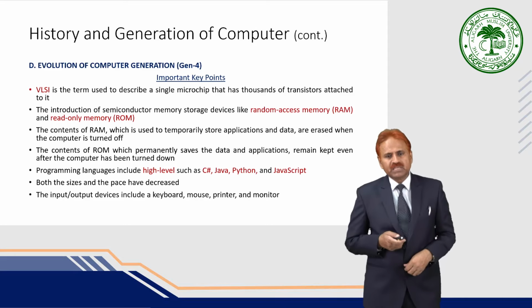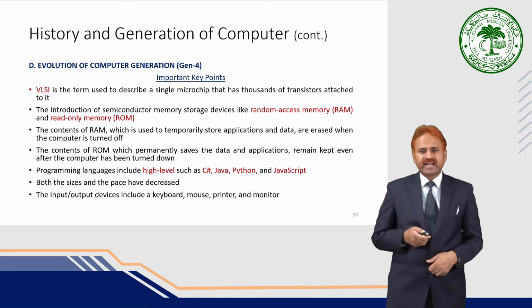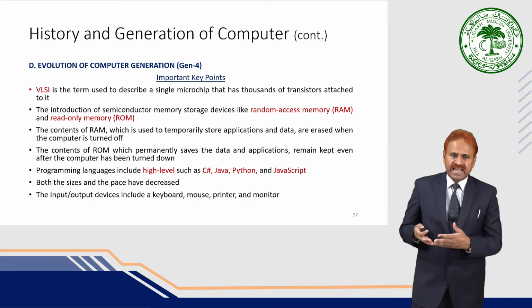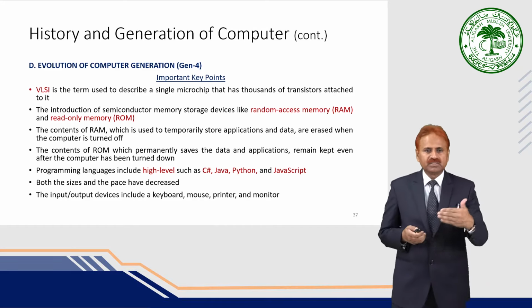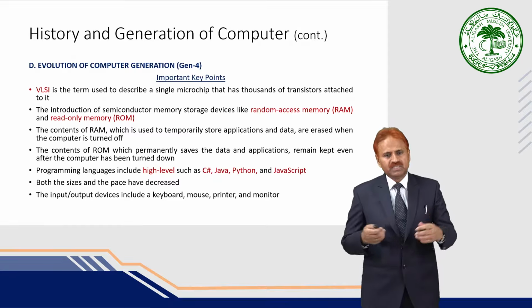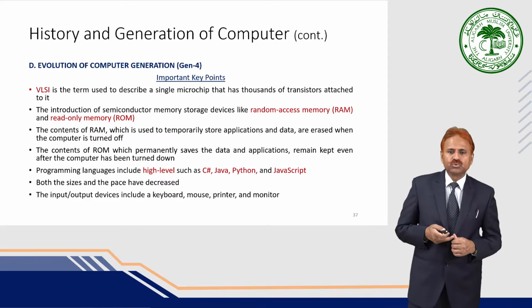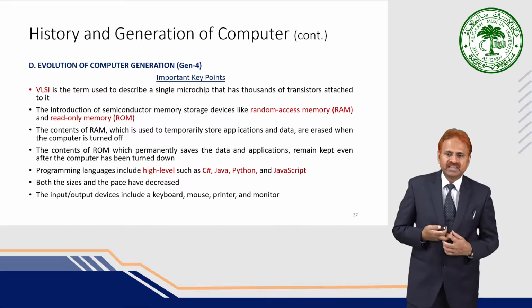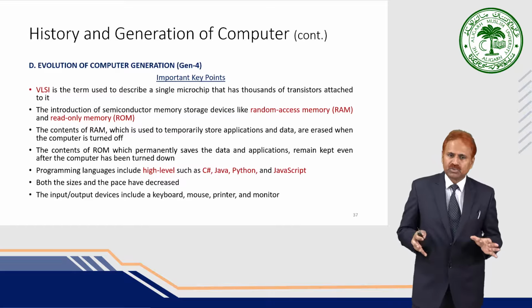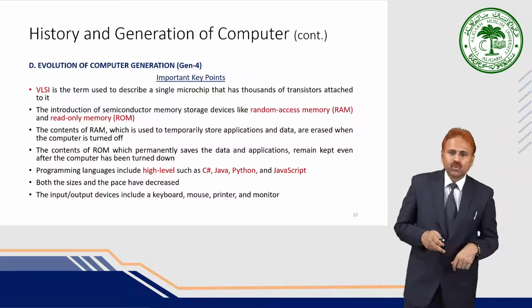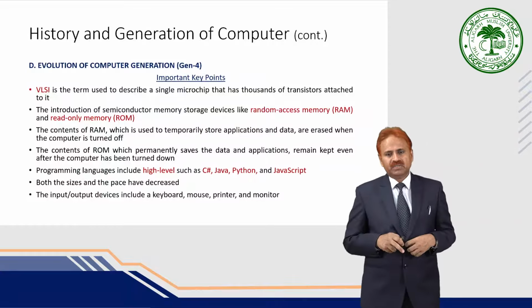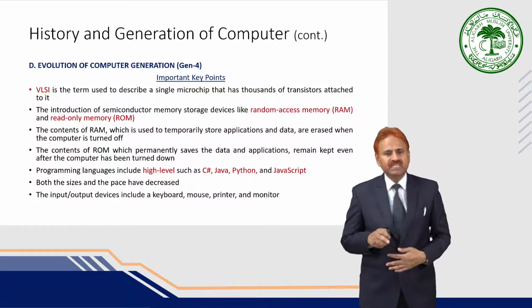The introduction of semiconductor memory storage devices like random access memory, known as RAM, and read-only memory are the marked phenomena of this generation of computer. The contents of RAM, which is used to temporarily store applications and data, are erased when the computer is turned off, while the contents of ROM, which is permanently saved, remain kept even after the computers are turned off.